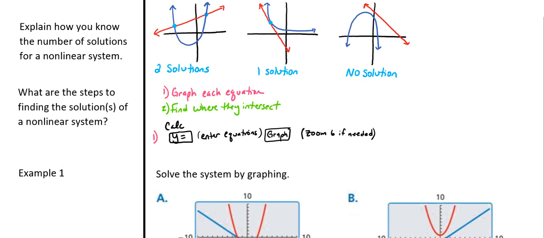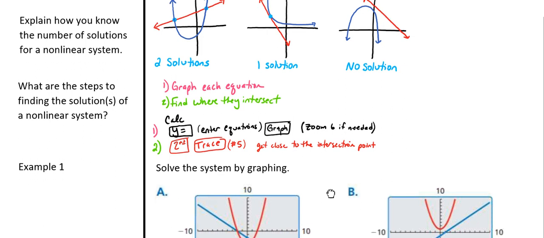For graphing the equation, you go to y equals, enter your equation, and then hit graph. If you need to, hit zoom 6, and that puts it to a 10 by 10 window. To find where they intersect, for step 2, on the calculator, hit second, trace, then the fifth option. Then get close to your intersection points. And we're going to go through some examples.